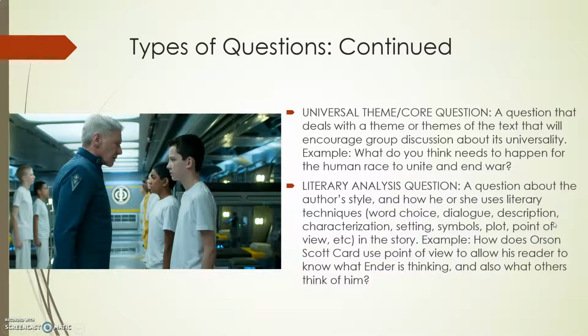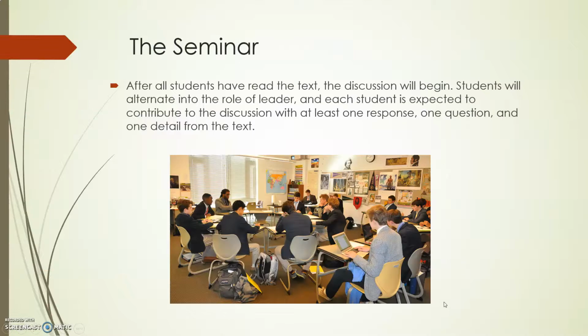Types of questions continued. Universal theme or core question. A question that deals with a theme or themes of the text that will encourage group discussion about its universality. So the example would be, what do you think needs to happen for the human race to unite and end war? Literary analysis questions are questions about the author's style and how he or she uses literary techniques. This is word choice, dialogue, description, characterization, setting, symbols, plot, point of view, etc. in the story. So an example is, how does Orson Scott Card use point of view to allow his reader to know what Ender is thinking and also what others think of him?